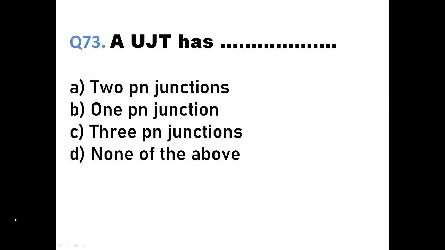Then we'll go to the next question, question number 73. A UJT has, okay, UJT is uni junction transistor. Uni means one. If you remember the structure of UJT, it has only one PN junction. That is why it is named uni junction also. So in these options, he has given two PN junction, one PN junction, three PN junction, and none of the above. From these, option B, that is one PN junction, will be the correct option. A UJT has one PN junction.